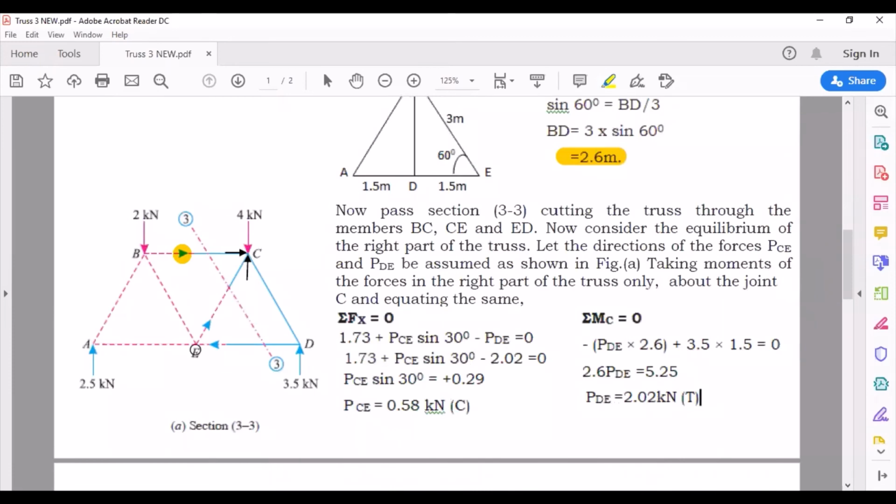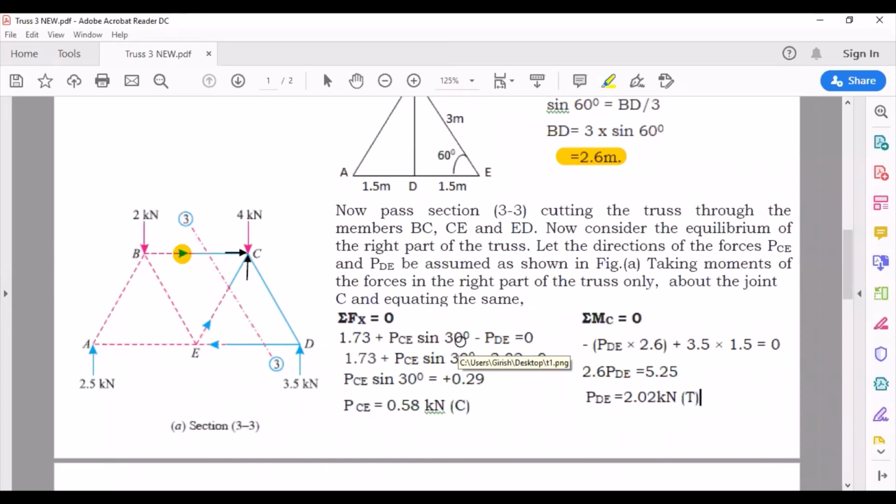Next, the horizontal component of CE. The components will be one horizontal like this and one vertical upwards. So horizontal is moving rightwards, therefore it is with the positive sign. So it is PCE sine 30, or it is PCE cos 60. It is one and the same actually. So PCE cos 60 or PCE sine 30, both are same.